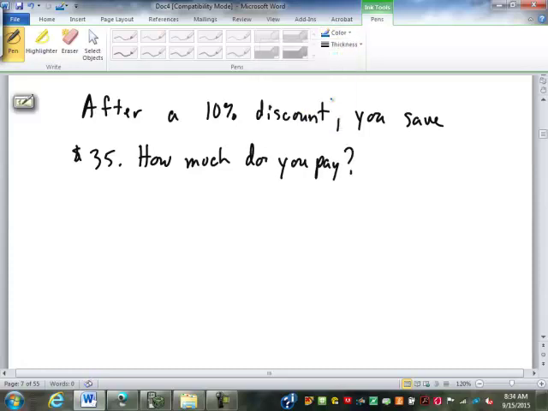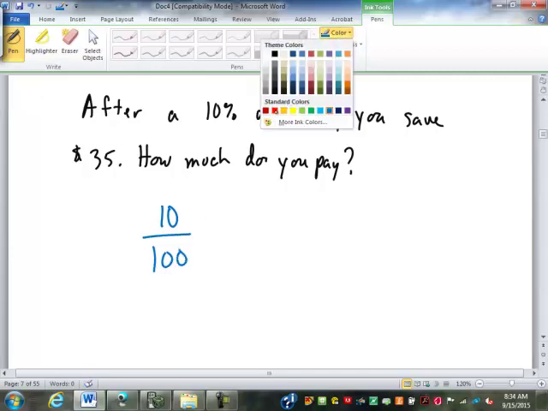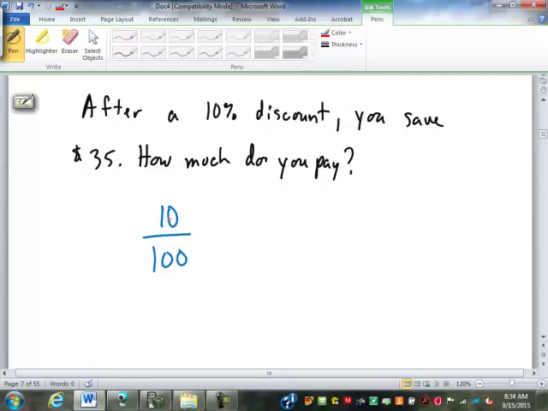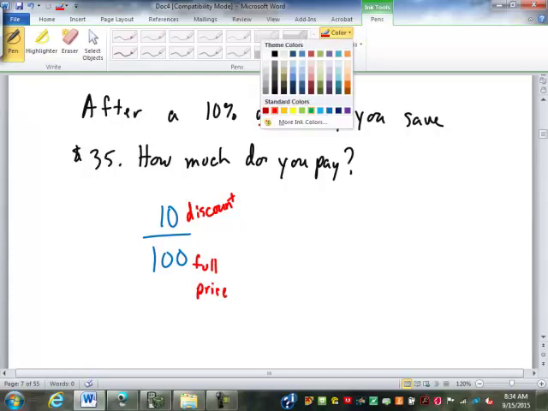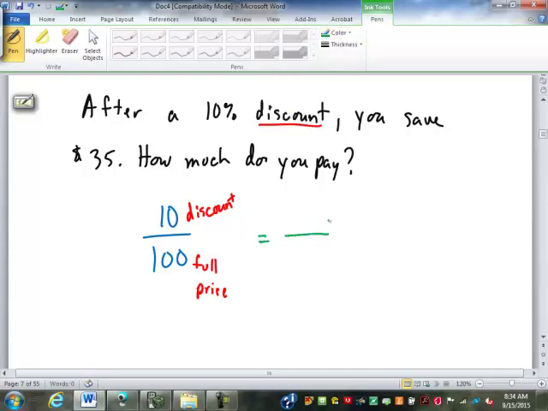So here we have the 10%, so it's going to be 10 over 100. The 10 represents, once again, the discount. The 100 would still represent the full price. So when we go to set this up, do we have a number that represents the discount? Yes, 35.